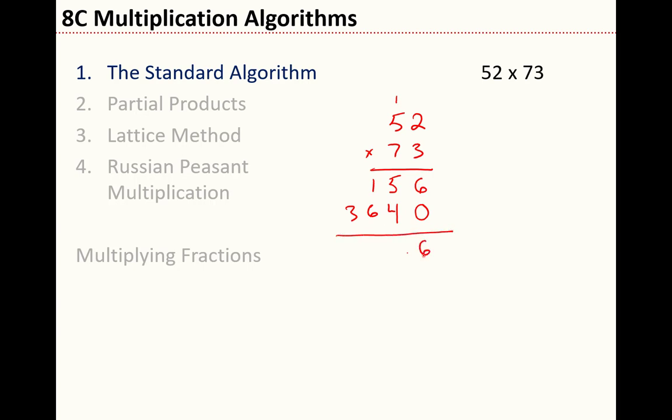6 plus 0, 6. 5 plus 4, 9. 1 plus 6, 7. And then the 3. And there's our answer, 3,796. Let's take a look at a different method.